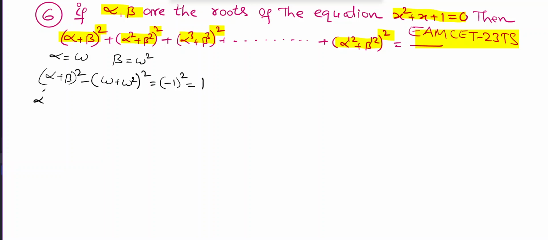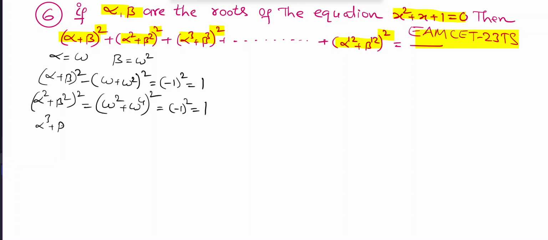And the next value, (alpha square plus beta square) whole square. This is the second term. Alpha square is omega square, beta square is omega power 4. Here omega power 4 is omega, since omega cube is 1. Omega square plus omega is minus 1, whole square. This is also 1.